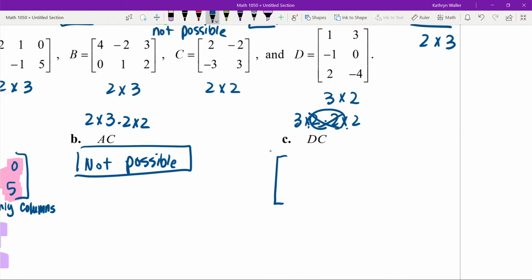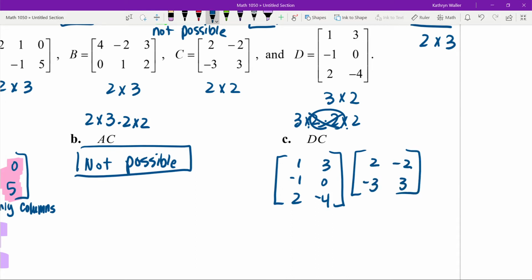Okay, here's question D. Or question C. Write down matrix D. Right next to it, put C. You cannot do C and then D. You have to do it in the order they give you.